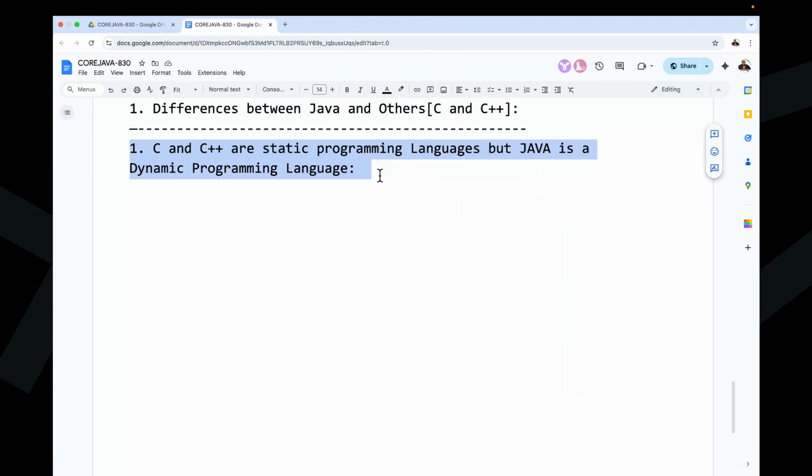Now, if you want to understand that C and C++ are static and Java is a dynamic programming language, first of all, we need to start with some basic concepts. Then after that, we are going to understand. Okay? Yeah, Gomati, you'll understand it clearly after my explanation.